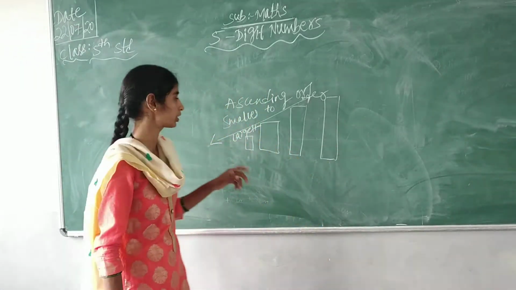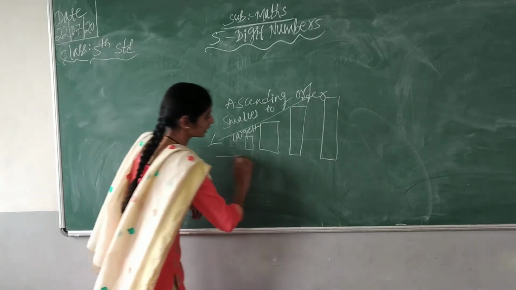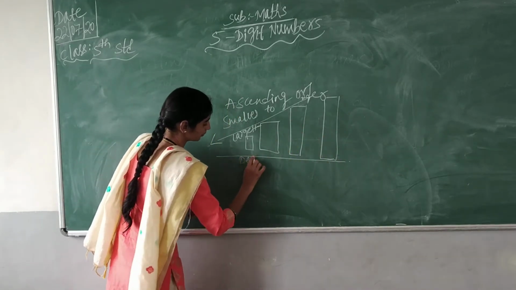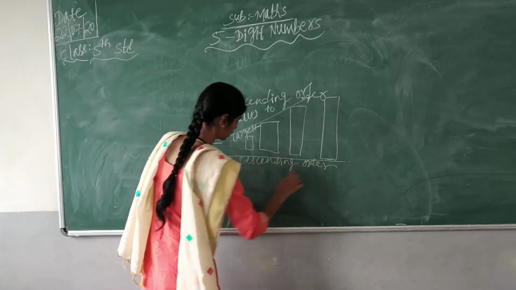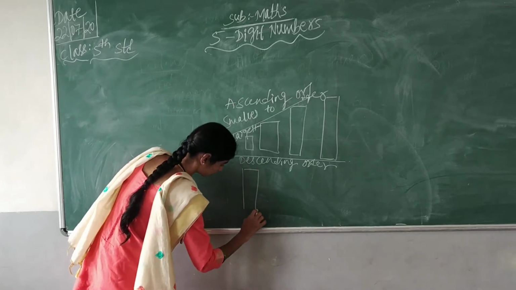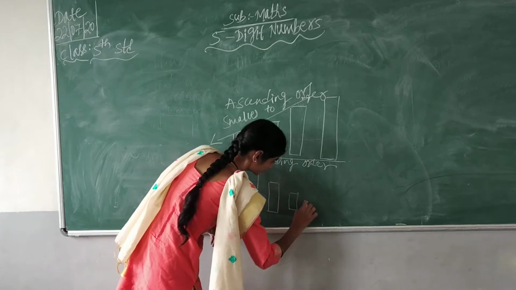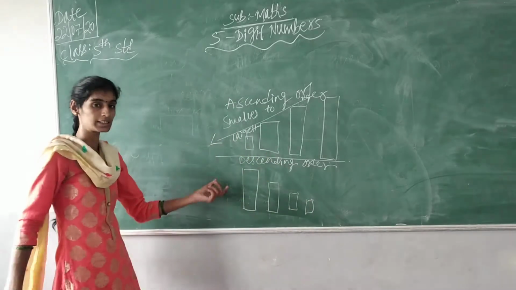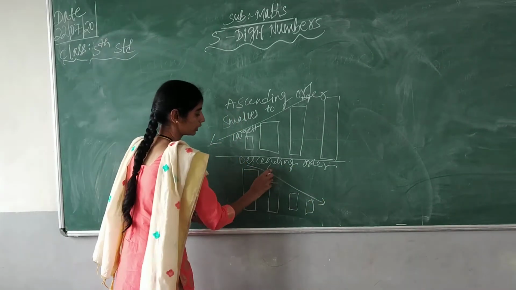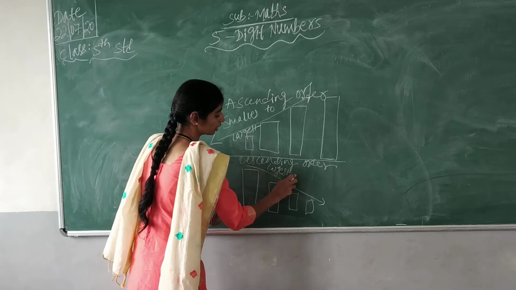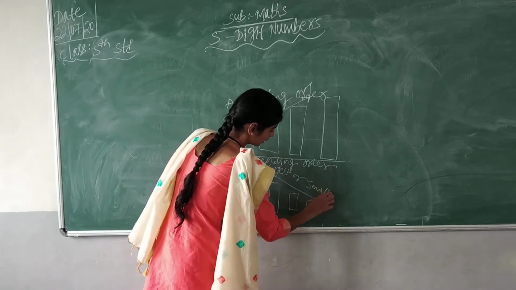What do you mean by descending order, children? It is the opposite. Yes, it is nothing but arrangement from largest to smallest. Here you have to take the first largest, then the second largest. So this we call descending order. Why? Because we are arranging from largest to the smallest. Here you have to arrange the numbers, things or objects from largest to smallest.